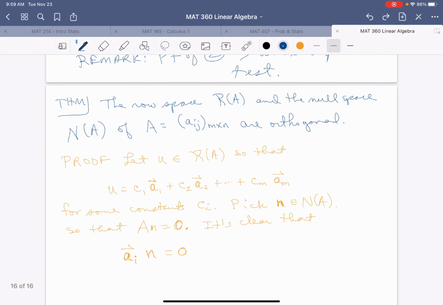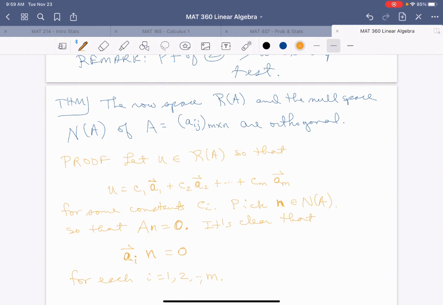All right, so it's clear that this is equal to 0. This is for each, whoops. Let's go back to this color. For each i equals 1, 2, up till m. So for every row vector Ai.